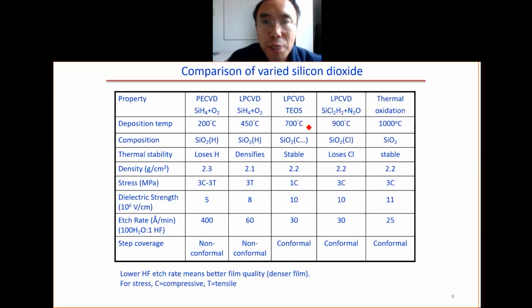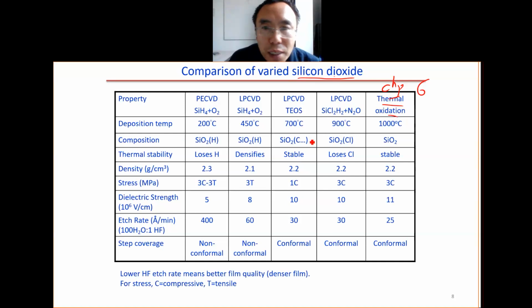Here's the comparison of the different silicon oxide films made by different methods. We have thermal oxidation, which we talked about in chapter 6. Then we have low pressure CVD with dichlorosilane gas, low pressure CVD with TEOS, low pressure CVD with silane, and PECVD. You can see oxidation gives the highest temperature.